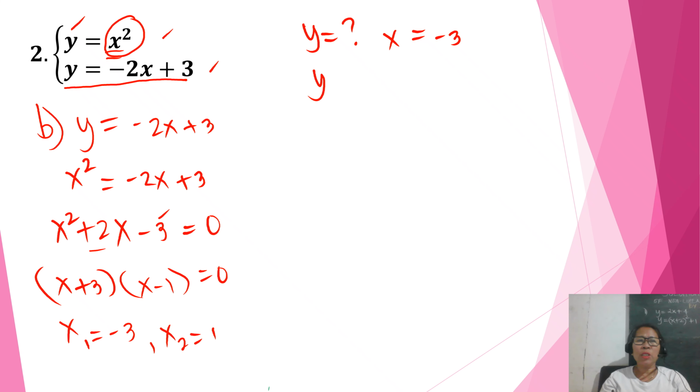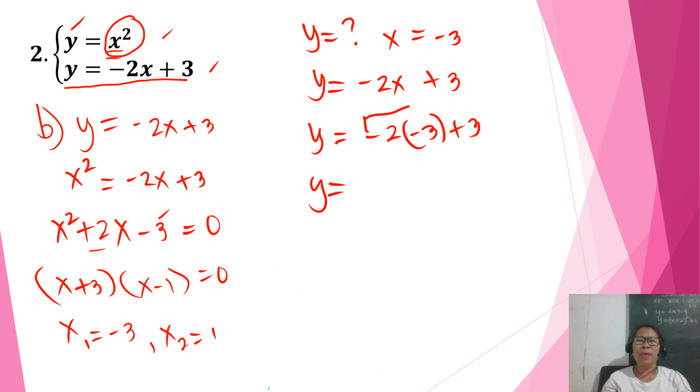So let us use the second equation: y equals negative 2x plus 3. What will happen to y if x is negative 3? That will be y equals negative 2 times negative 3, which is positive 6, plus 3. y is equal to 9. So the first ordered pair is (-3, 9).